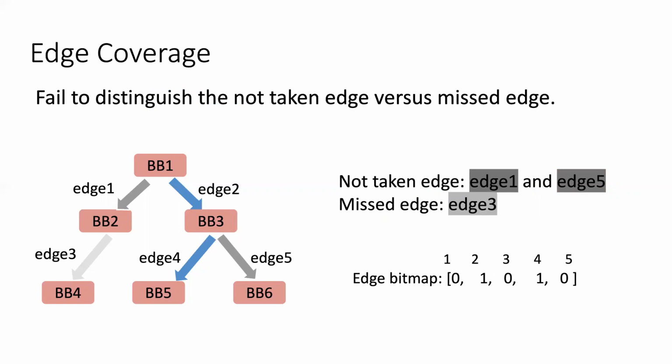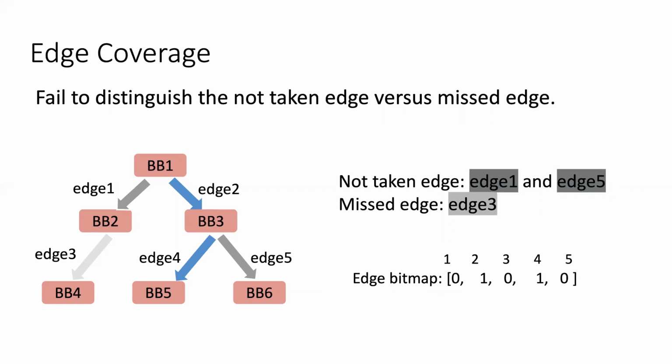Now let's look at a case when edge coverage fails to capture the distance information of unreached edges. We first define an edge as not taken when its parent node is reached, but itself is not exercised. For example, edge 1 is a not taken edge since the execution reaches its parent node, basic block 1, and passes along another edge, edge 2. We then define missed edges as those whose parent node is not reached and which are not reached themselves either. Edge 3 is an example of a missed edge.